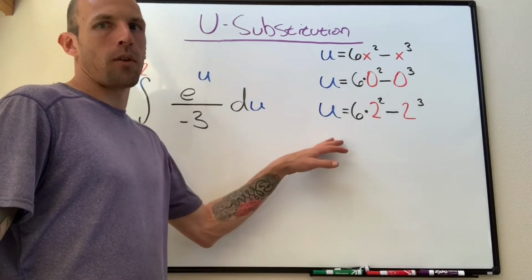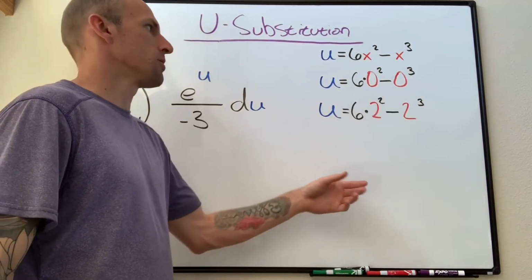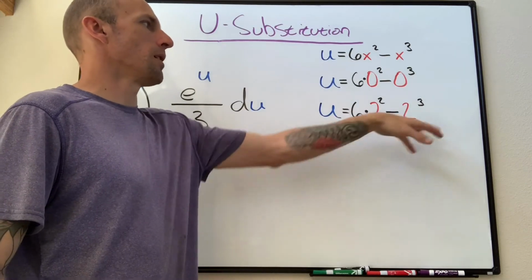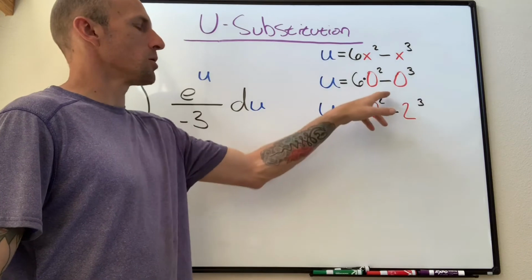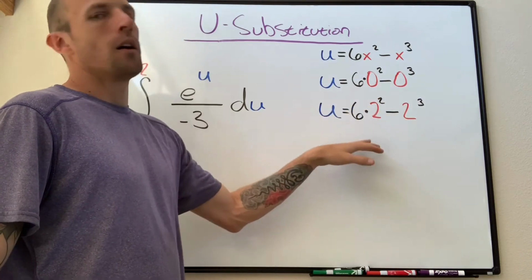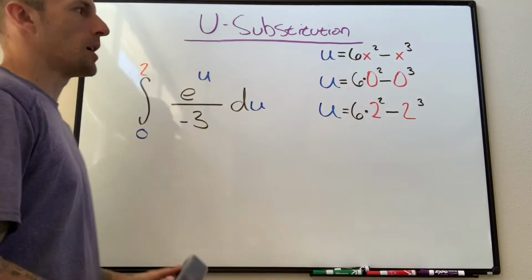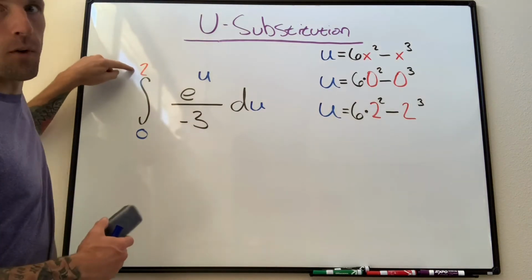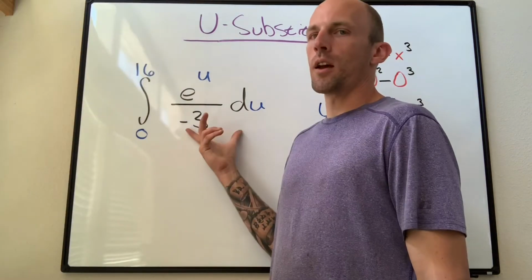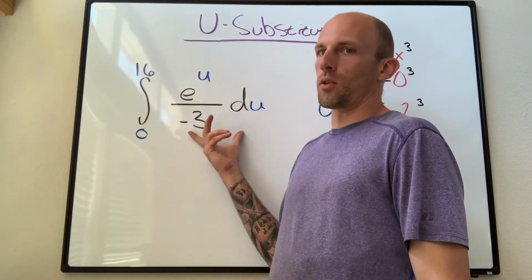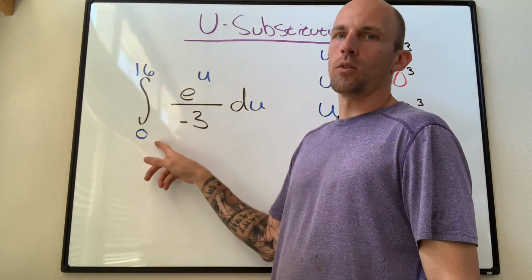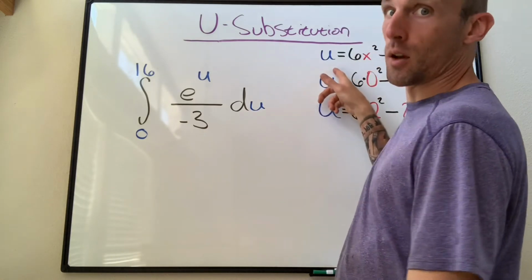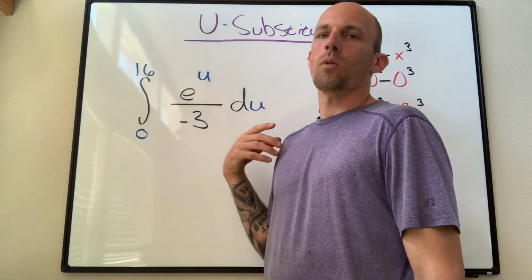For the right boundary, there's a little bit more work to do, but not much. 6 times 2 squared minus 2 to the third. 2 to the third is 8. 6 times 2 squared, well, that's 6 times 4. 24 minus 8 gives us a limit for integration of 16. So now that we've written our integral as an integral of u and converted our boundaries into boundaries in terms of u, we're ready to solve.